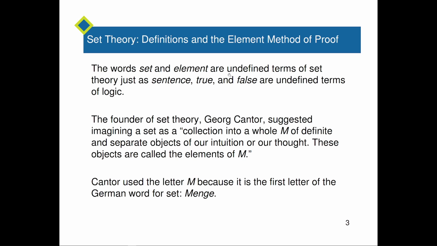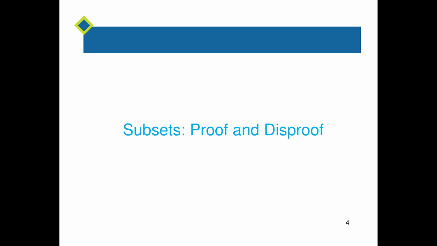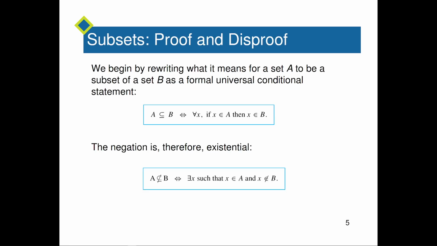On slide 3, we begin here by talking a little bit about what a set is. The words set and element are undefined terms of set theory, just as sentence, true and false are undefined terms. So this is very, very hard to properly define. What we are going to be focusing on in this section is not so much the definitions, but rather how to use some of the various properties of sets.